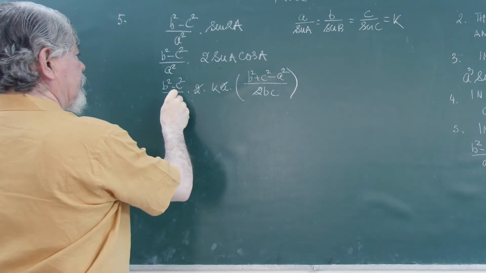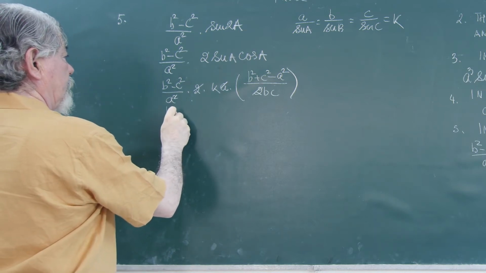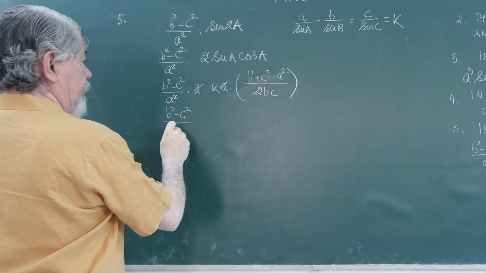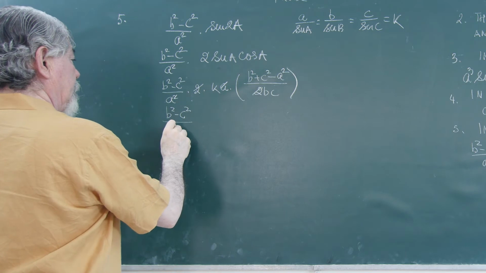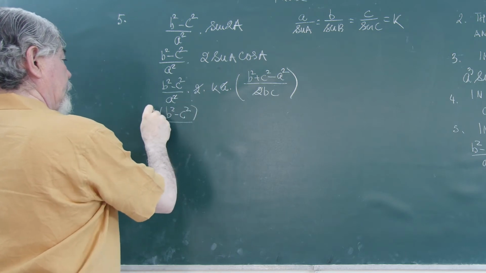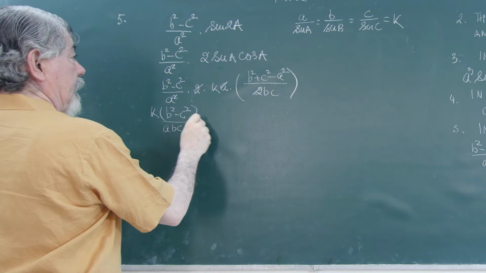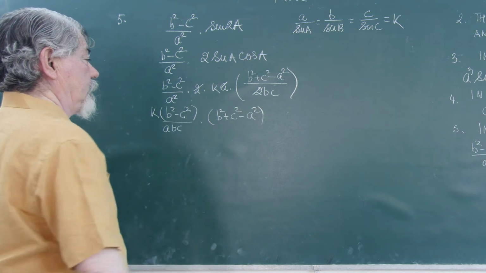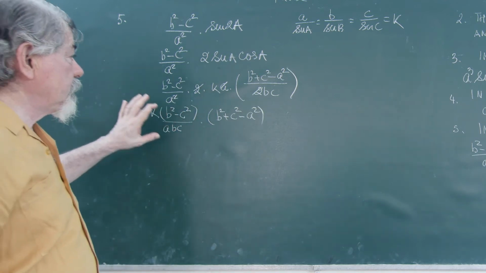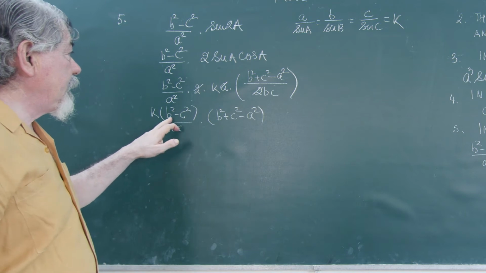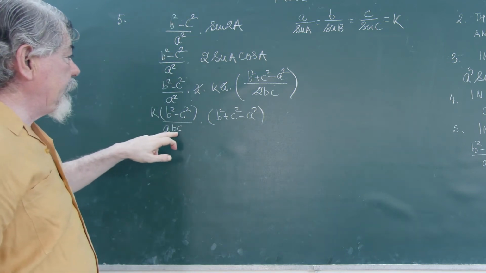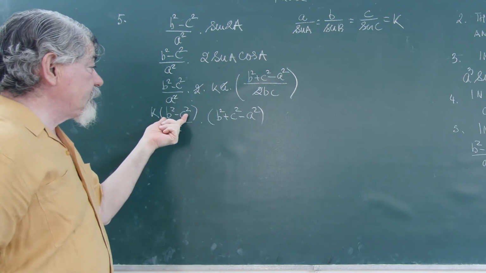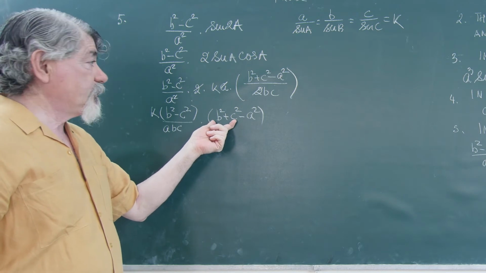A will cancel with this A. What will I get? B square minus C square upon ABC. A is here, B, C is here, K is also here outside. K, A, B, C and B square plus C square minus A square. So I get the first component's result as K into B square minus C square upon ABC, B square plus C square minus A square. That means if it was B square minus C square, I am getting B square plus C square here.